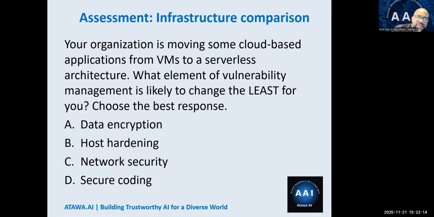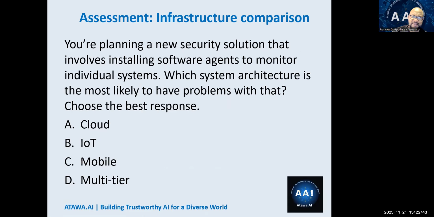You're moving some cloud-based applications, right? You're moving some applications from your VMware to serverless architecture. Which element of vulnerability management is likely to change the list? It is not saying that the others will not change. Which one is likely to change the list for you? Choose the best. So this is tough because they all should change, but it's just telling you that you still need to be aware of secure coding. Just because I'm going from VM to serverless architecture, I need to engage in secure coding practices.